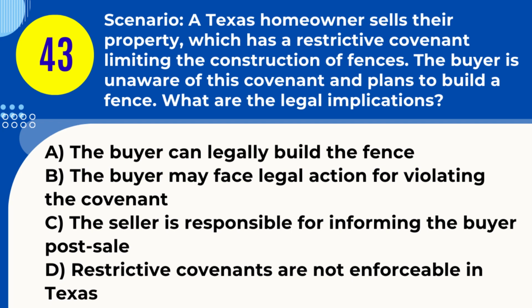Question 43. Scenario. A Texas homeowner sells their property, which has a restrictive covenant limiting the construction of fences. The buyer is unaware of this covenant and plans to build a fence. What are the legal implications? A. The buyer can legally build the fence. B. The buyer may face legal action for violating the covenant. C. The seller is responsible for informing the buyer post-sale. D. Restrictive covenants are not enforceable in Texas.